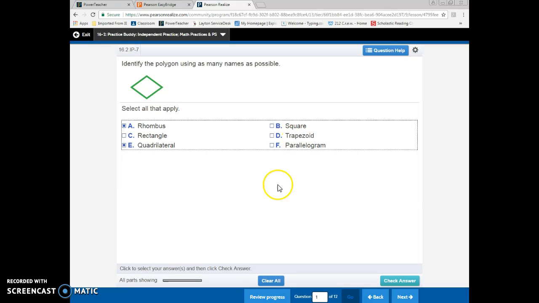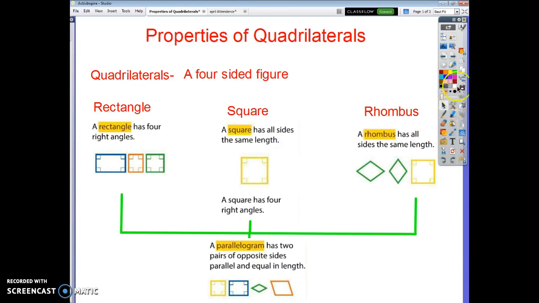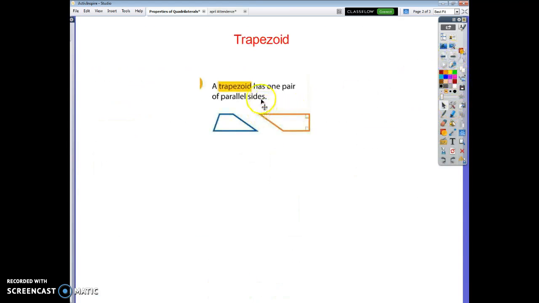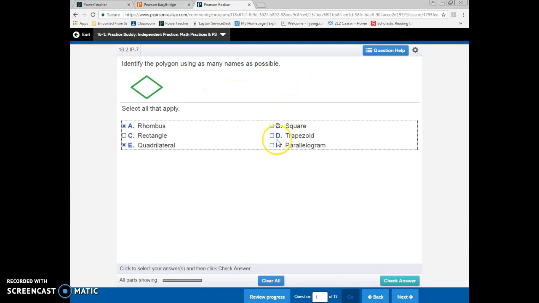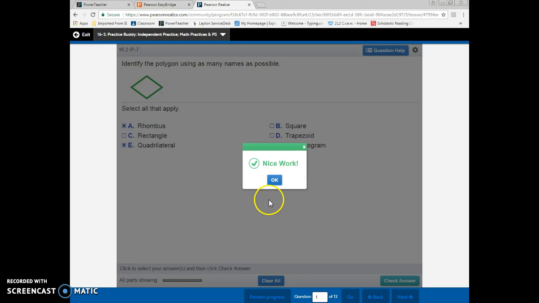A trapezoid, again, we go back to our definition here. A trapezoid has 1 pair of parallel sides. So if I go back and look here, I see 2 pairs of parallel sides. It is not a trapezoid. Is it a parallelogram? It has 2 pairs of parallel sides. It is a parallelogram. That should be our answer.